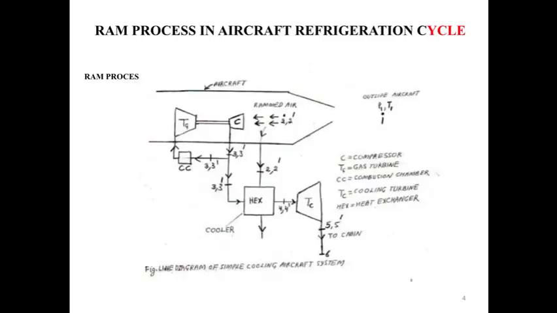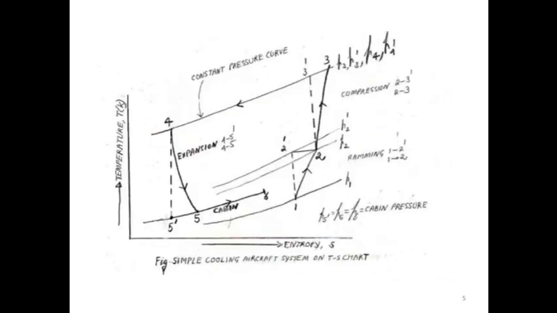Let's see what the ramming process in the aircraft refrigeration cycle is. You can see in the TS diagram that from 1 to 2 the ramming takes place. How is it taking place? When the aircraft is flying at high speed in the atmosphere, the atmospheric air strikes or contacts the aircraft surface, then the air temperature and pressure increase suddenly, and that process is called the ramming process.